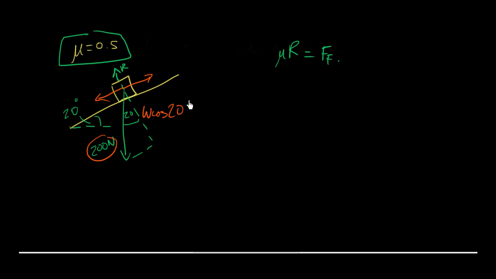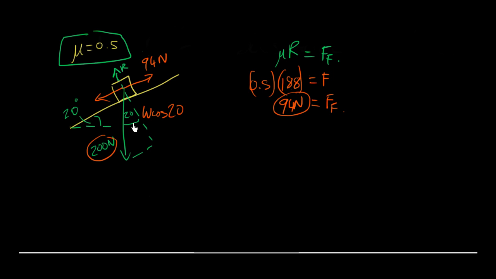Well, the reaction, or W cos 20, comes out to be 188 newtons approximately, and that multiplied by mu, which is 0.5, will give us our friction, which is half of that. If I divide this by 2 I get 94 newtons roughly. 94 newtons is the force of friction. So I know that that's how much this force is, around 94 newtons, and now I need to compare it with this one down the slope.